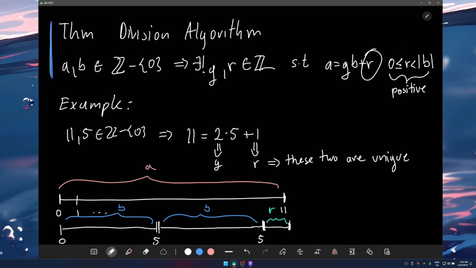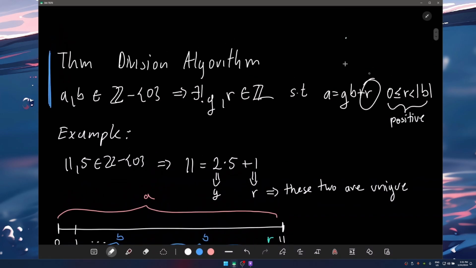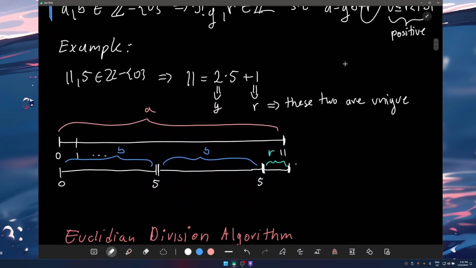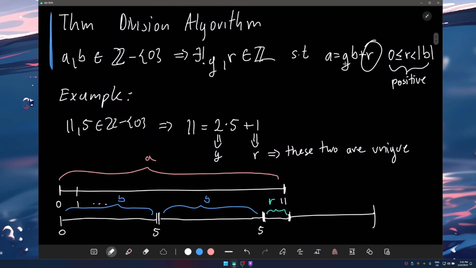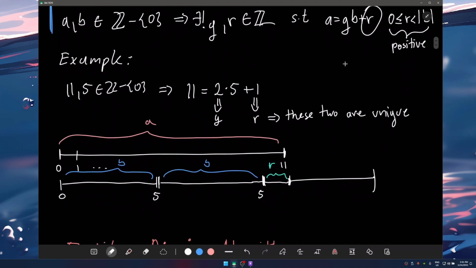And also, the remainder should be between 0 and B, because if it was greater than B, we could have taken one more B out of the remainder. Suppose the remainder was all of this, then we could have taken one more B from it, right? So it is smaller than B, but it's also positive. It is a theorem, but the idea of it is pretty simple. I took another example, 11 and 5. If you divide 11 by 5, you get a 2, and then the remainder is 1, and these two numbers are unique.